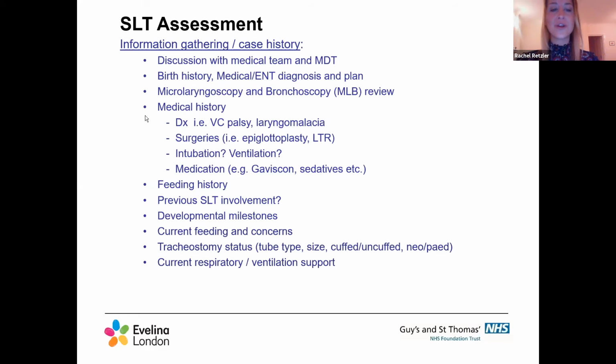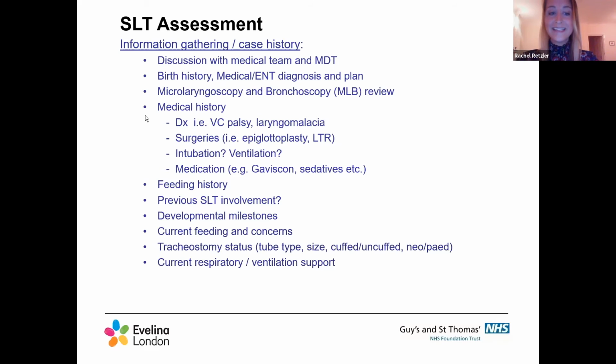You want to make sure you have a thorough understanding of their history and their plans from the different MDTs involved. We want to look at their medications and their medical history. So with their medical history, you're looking at, have they been diagnosed? If so, what's their diagnoses? Do they have a vocal cord palsy or laryngomalacia? Have there been any surgeries to manage these diagnoses, or are there any planned surgeries?